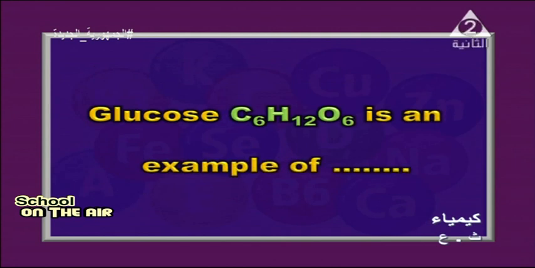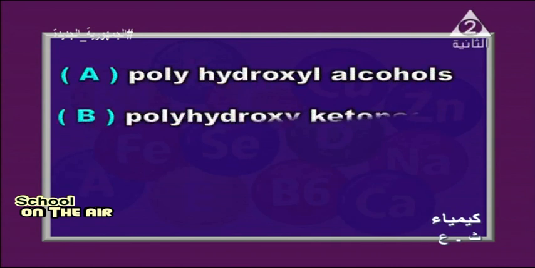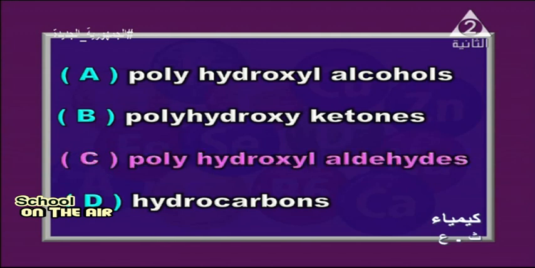Glucose C6H12O6 is an example of what? Polyhydroxy alcohol, polyhydroxy ketone, polyhydroxy aldehyde, or hydrocarbons. If you think about it, yes, it will be polyhydroxy aldehyde.